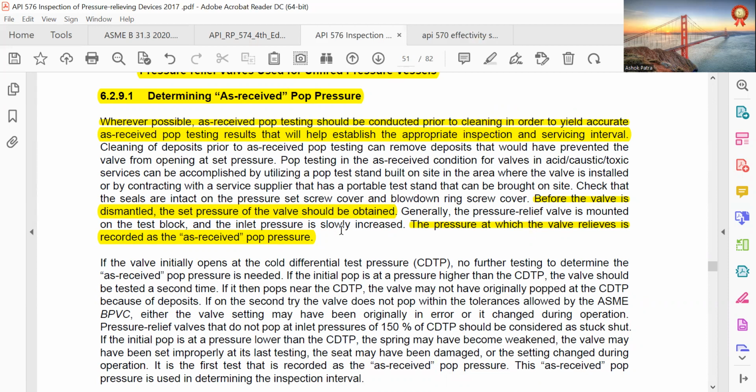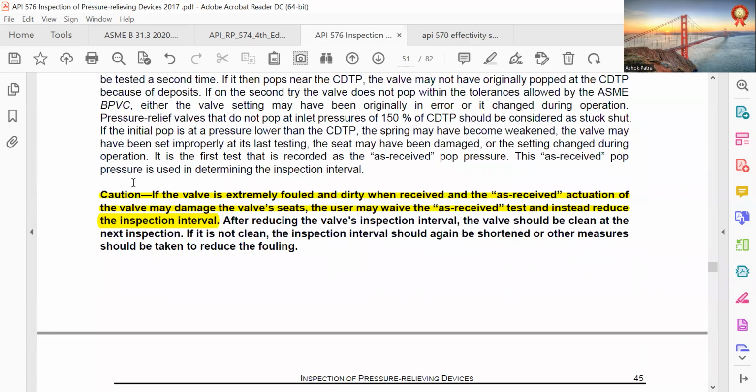Before the valve is dismantled, the set pressure of the valve should be obtained, and the pressure at which the valve relieves is recorded as the as received pop pressure. Caution: if the valve is extremely fouled and dirty when received, an as received test may damage the valve seat. The user may waive the as received test and instead reduce the inspection interval.